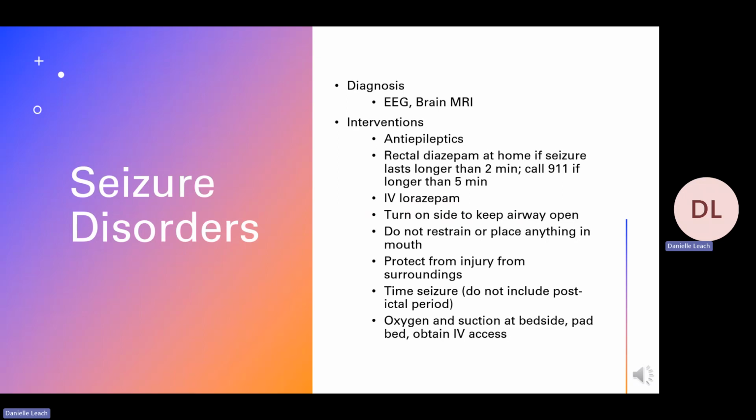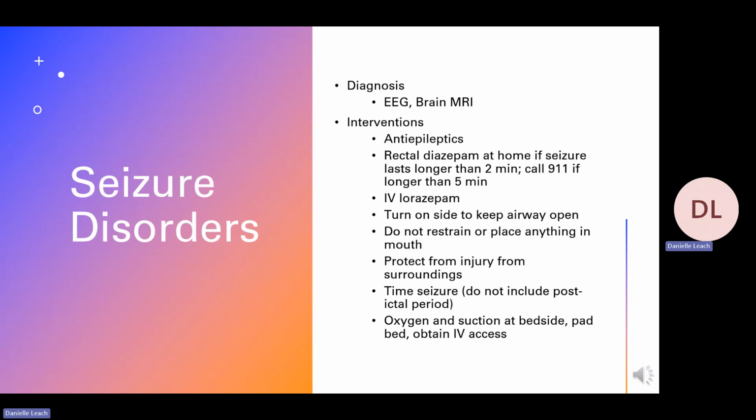So we want to make sure that they're basically safe from injury from their surroundings, but we don't want to hold them down in any way because we could actually injure them more. We want to try to time the seizure and educate parents to time the seizures at home. So doing the best they can. Sometimes they may not see it at the very beginning, but it may be important for their plan of care how long their seizures are. We don't want to include the post-ictal period in the seizure time.